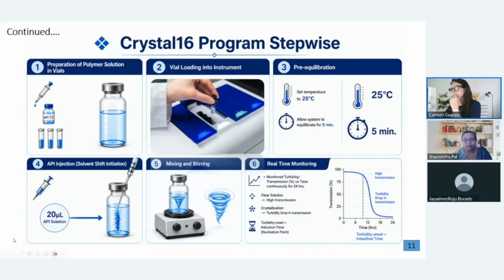So we can say that the measured induction time reflects the system supersaturation levels, and this relationship helps us to define the LOC for the given API polymer system. Additionally, the instrument enables comparison across different API polymer ratios by tracking how long each system maintains clarity, thereby giving insights into the polymer effectiveness in delaying crystallization. So overall, the Crystal16 provides continuous and accurate kinetic information without disturbing the system.